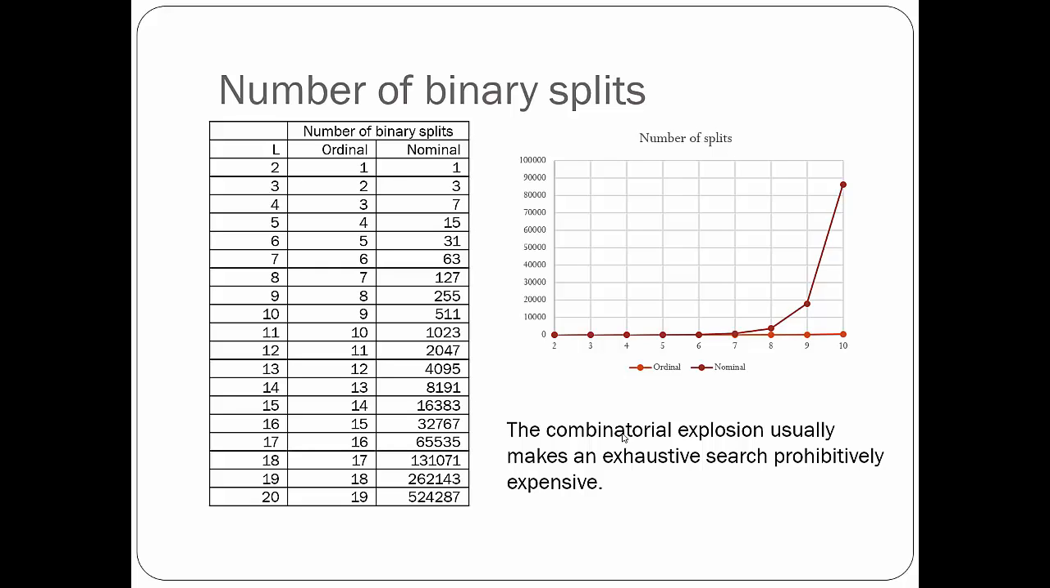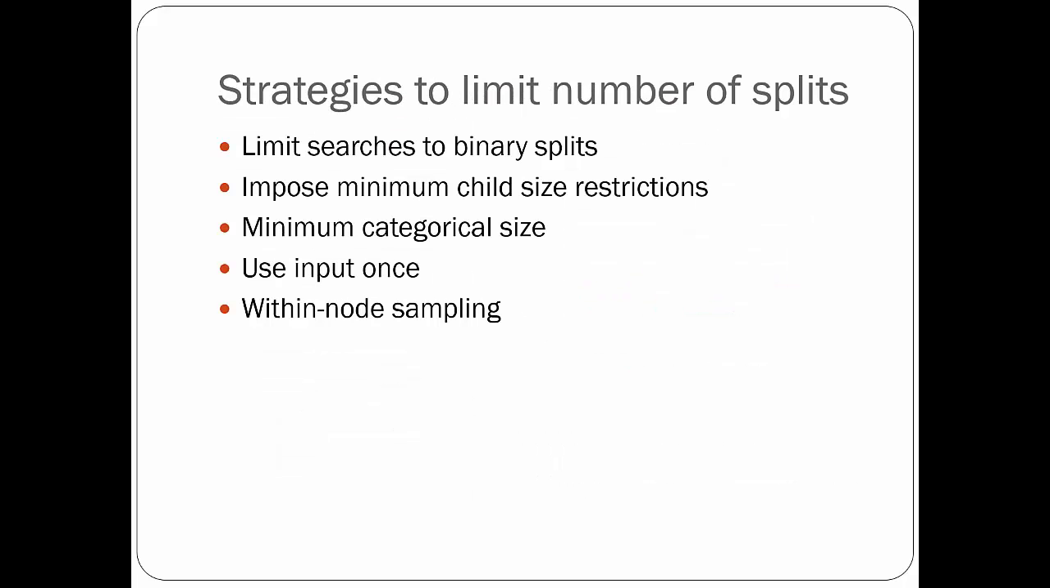But we will look at exhaustive search first with a simple example, and then we will look at the parameters with which we can tune our modeling so the number of possible candidates for split is not prohibitively expensive. Okay. Here are the strategies that we can follow to limit the number of splits.